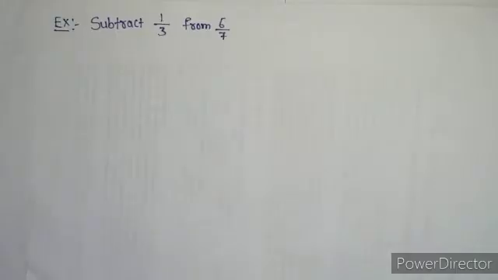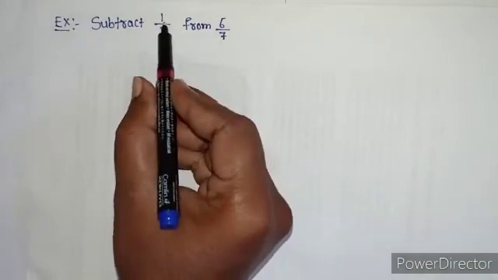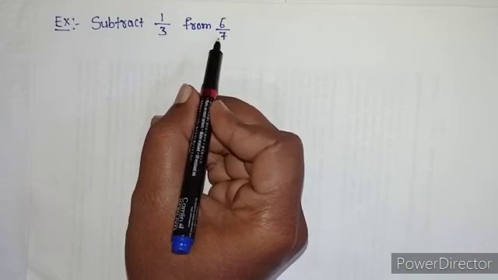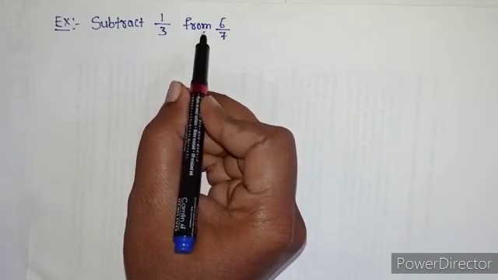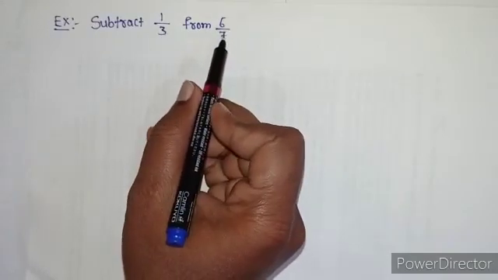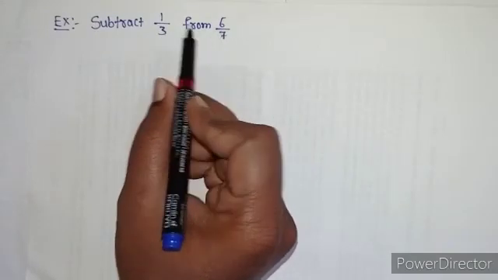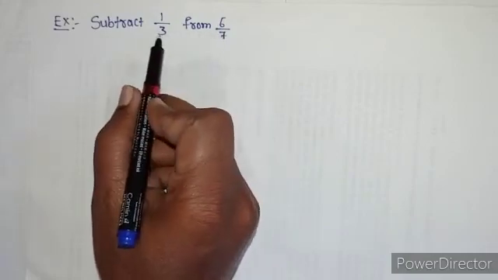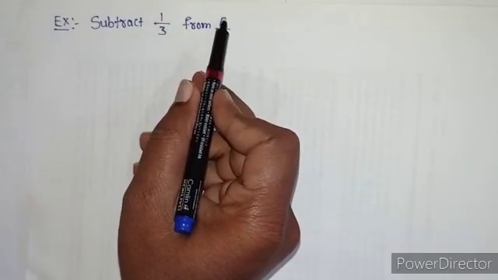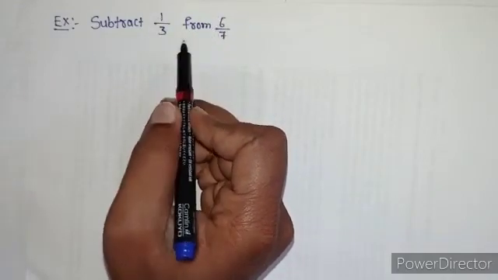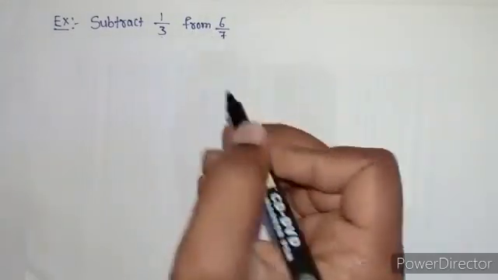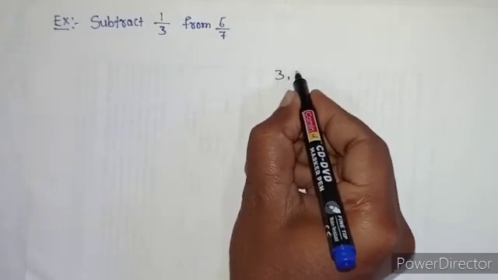Next example is subtract 1 over 3 from 6 over 7. So here we need to subtract. So here 1 over 3 and 6 over 7 are unlike fractions because the denominators are different, 3 and 7. Numerators are 1 and 6. Now we need to find the LCM for the denominators, 3 and 7.